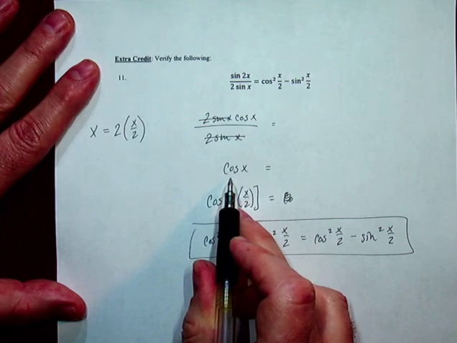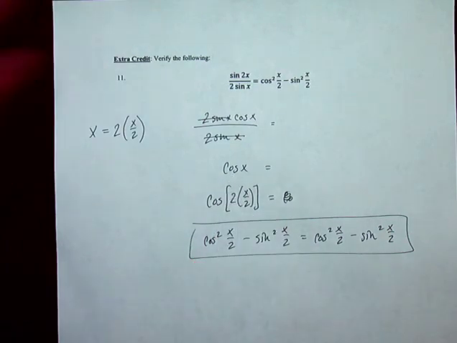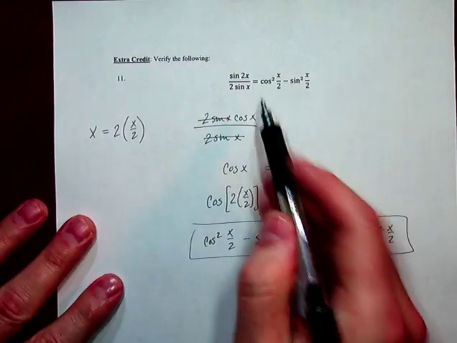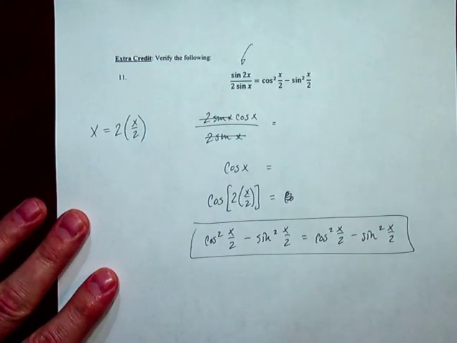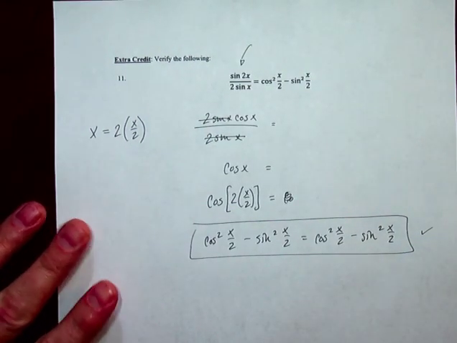The only problem is you would have to actually recognize that you needed to multiply cosine by 2 sine x over 2 over 2 sine x over 2. And that would have been the only difficulty. So it's actually a little bit easier to start with this left-hand side. But that right there is the verification.